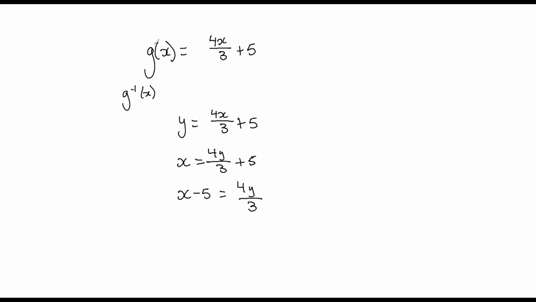Then you move the 3. So it will be x minus 5 multiplied by 3. Exactly. So it'll be 3 times x minus 5. And then you move the 4, so it will be 3 times x minus 5 over 4. And I get y. So you know that was easy. You'll find this was easy.